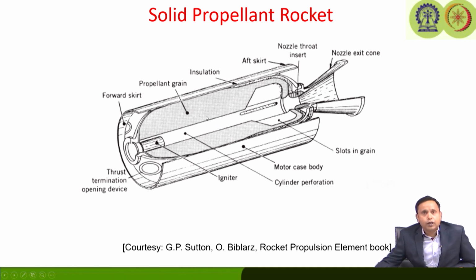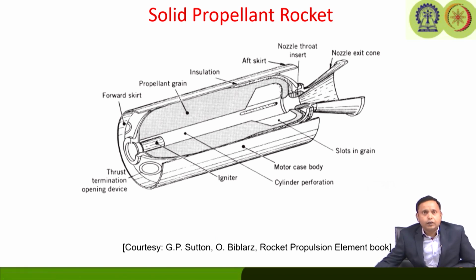Now, here it is shown that there is only a single grain, but it is possible that two or multiple grains are placed together in order to maintain a different thrust time profile. So, with time the thrust is going to change once we have a different configuration. Now let us look at what is grain and what is grain configuration. We will just discuss briefly before we proceed further.